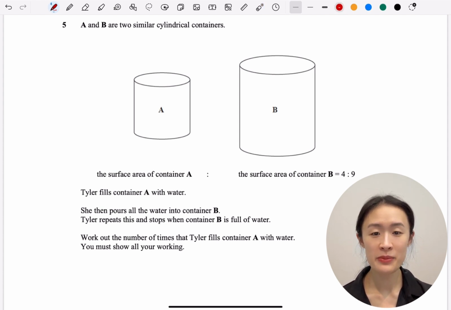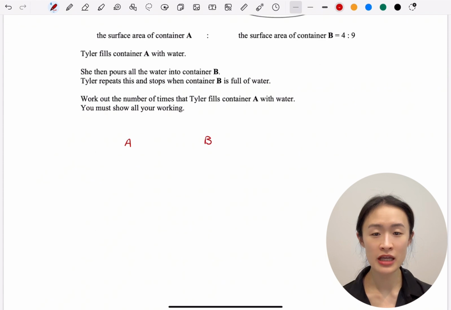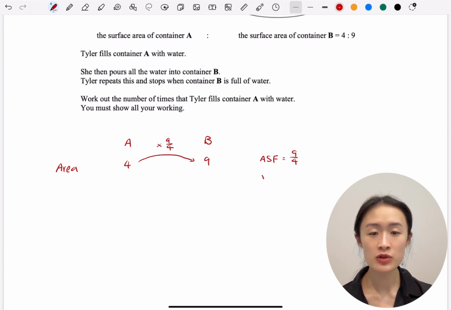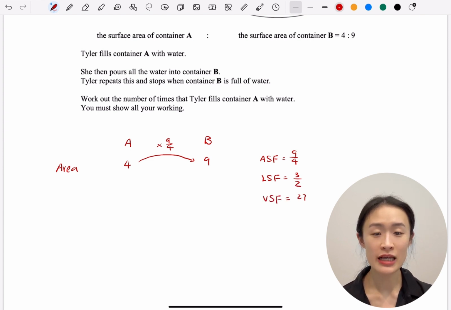Again, I'm gonna stick with my method. I write out A and B because they are two objects, and then we know that the surface areas are in the ratio 4:9. Therefore, our scale factor is gonna be 9/4. So then that tells us the length scale factor is 3/2. Therefore, we can work out our volume scale factor, which is 27/8.